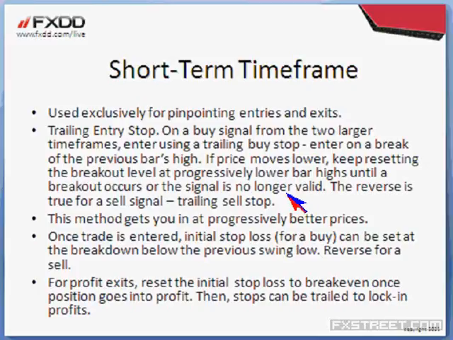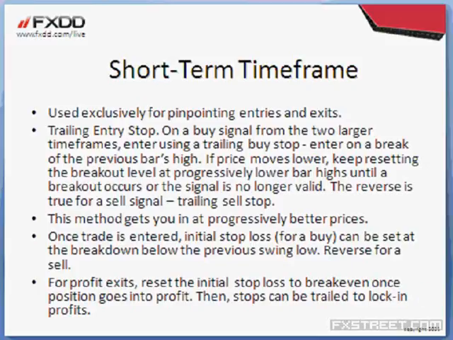And then if it goes higher, until I get into the trade, or until the whole trade setup becomes invalid, I'm going to keep setting my breakout entry higher and higher. In this case, if you're going short, setting your breakout entry higher and higher, you're getting in at progressively better prices. Hopefully this makes some sense to you. Now, once the trade is entered, the initial stop loss can be set at the breakdown below the previous swing low for a long, and then reverse it for a sell.